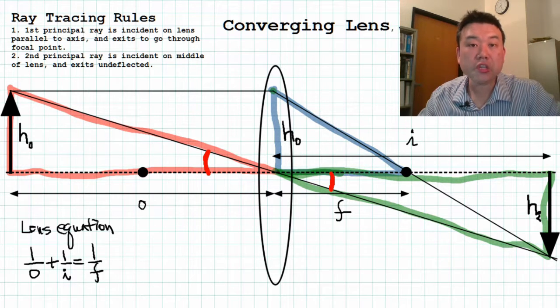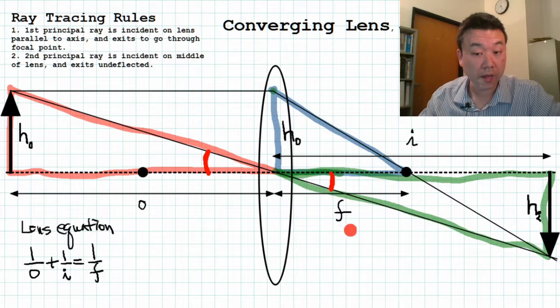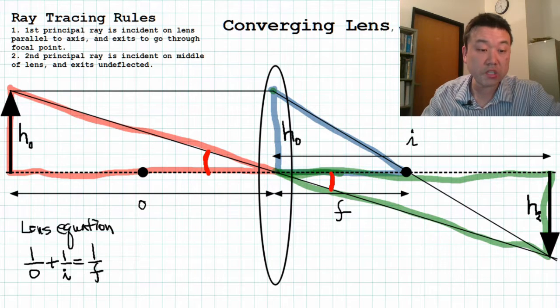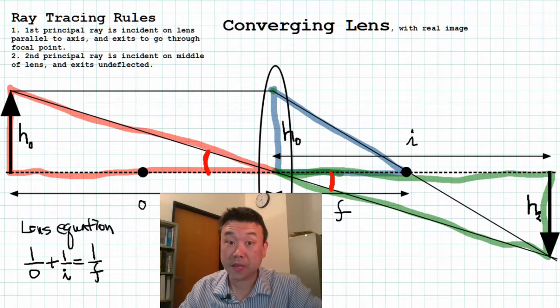Now, given the relationship between these triangles, you can come up with the relationship between the object distance, the image distance, and the focal length. And the result of that is the lens equation. All right, now one more equation that I want you to explain is the magnification equation.